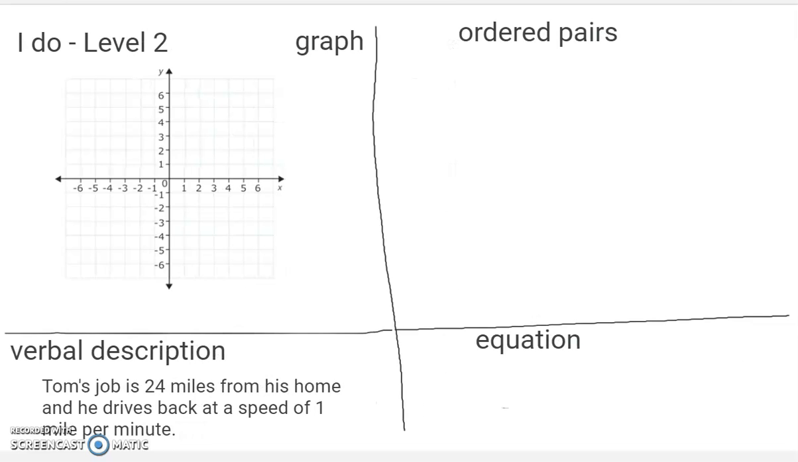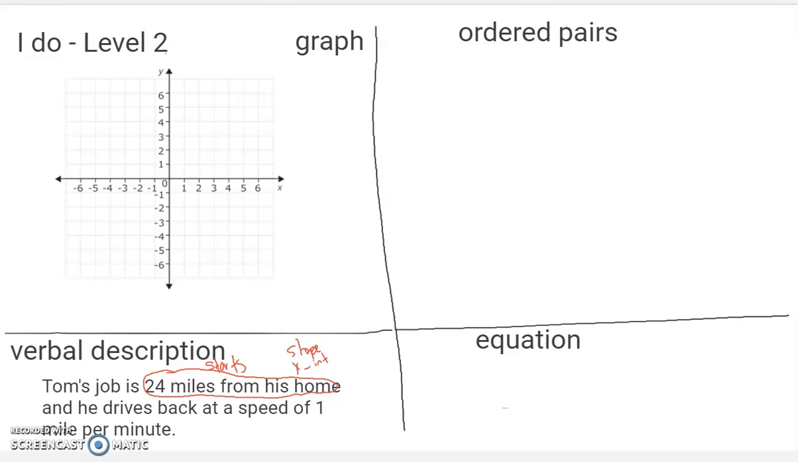Here's a level 2. This one, instead of just saying, here's the slope, here's the y-intercept, check out how it looks. It says Tom's job is 24 miles from home, and he drives back at a speed of 1 mile per minute. So this doesn't say the word slope, and this doesn't say the word y-intercept or initial value, but they're in there, right? 24 miles from home, that's where he starts.